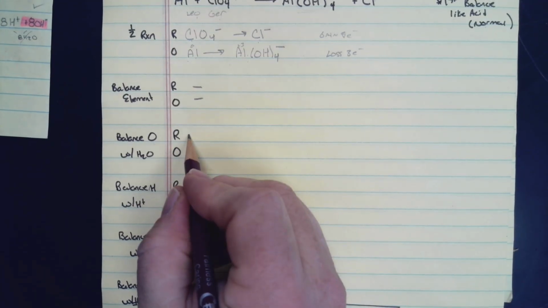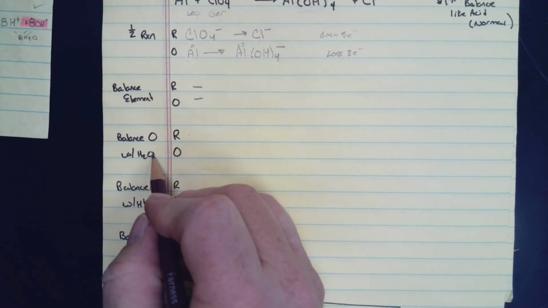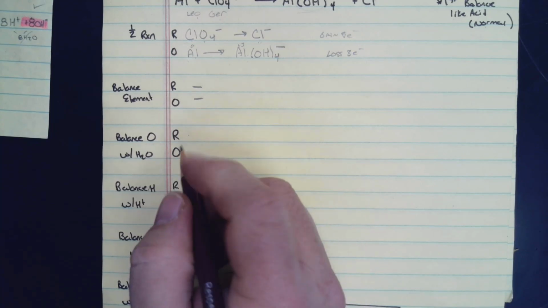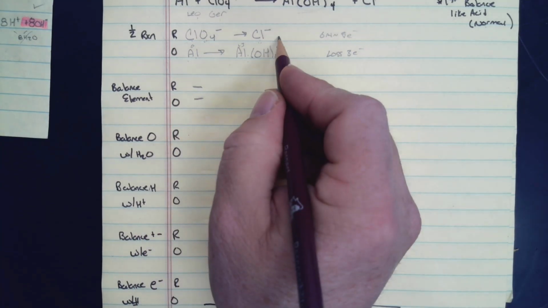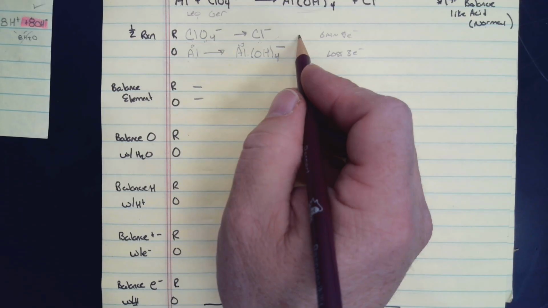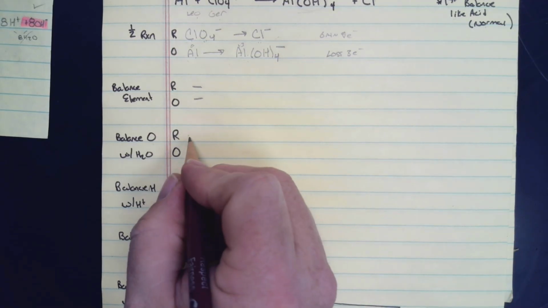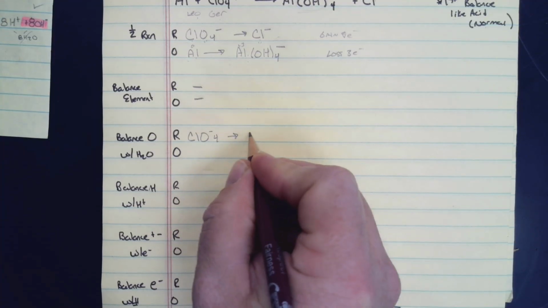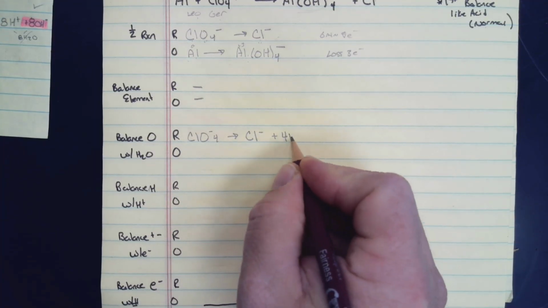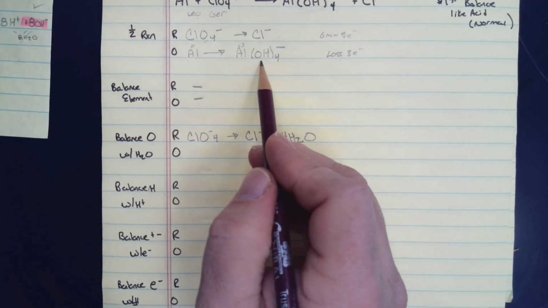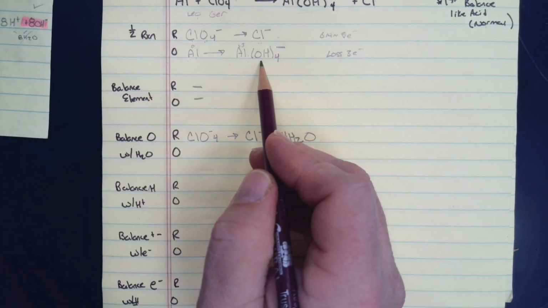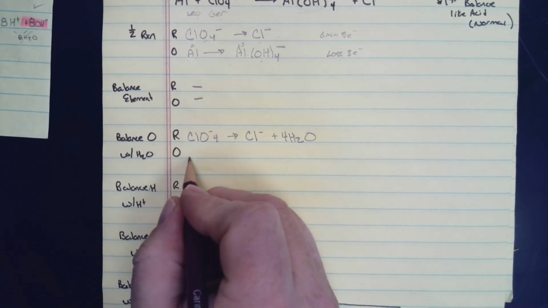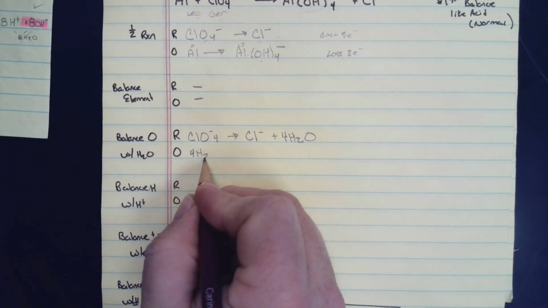Now balance the oxygens using water. So I do have oxygens here that I need to take care of. I've got 4 on this side. If I have water, it's just H2O, so I'm going to have 4 waters with it. So this becomes... here I've got 4 oxygens on the product side. I have none on the reactant side. So again, I'm going to add 4 waters on the reactant side.